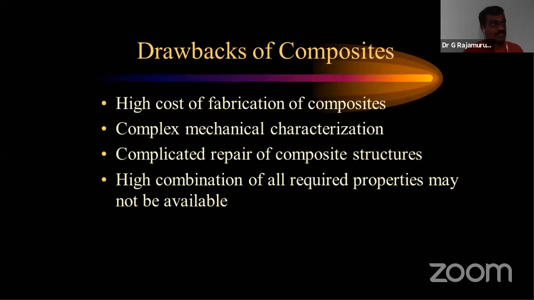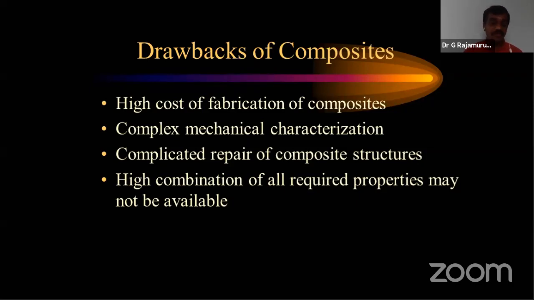And what are the drawbacks? I know what the advantages and the drawbacks of this composite material are. One is the high cost of fabrication of the composite, because, for example, if you want to fabricate a fiber matrix composite, most of them will focus on vacuum chamber, vacuum compression molding. If it is a small component, then the cost of fabrication is very low.